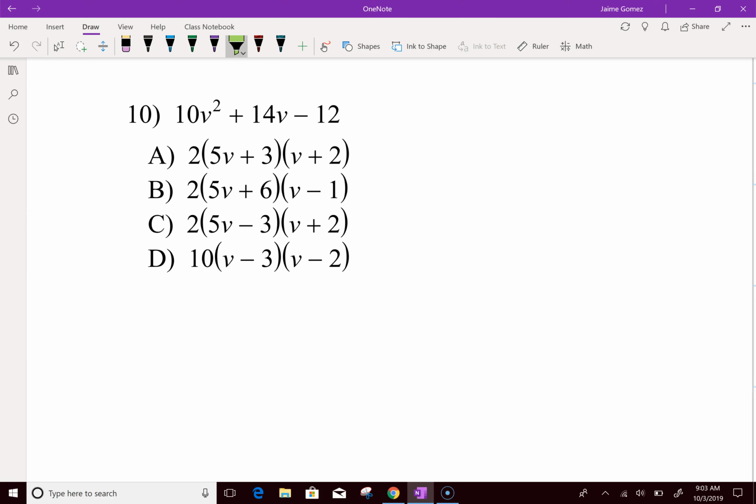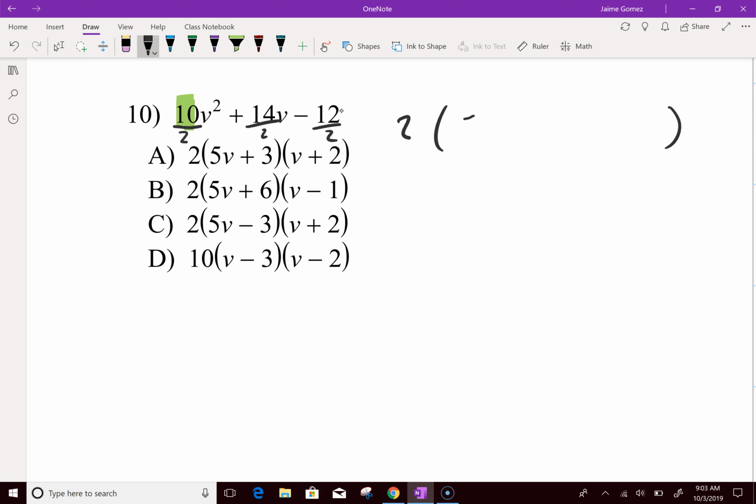Same way. You have a number in the front. So first, can you reduce any number out? I don't know. 10, 14, and 12. Yeah, they're all even numbers. So I'm going to divide by 2 real quick. So I'm going to take out a 2.